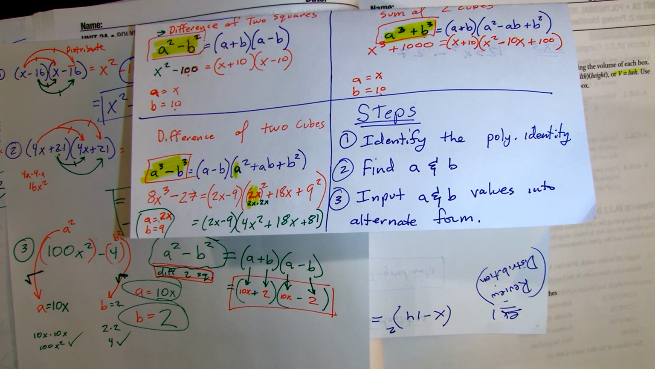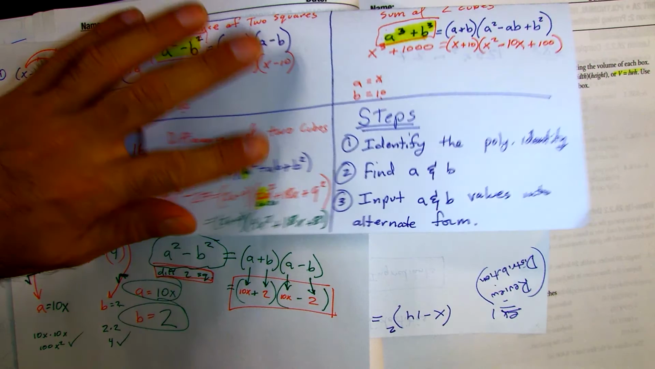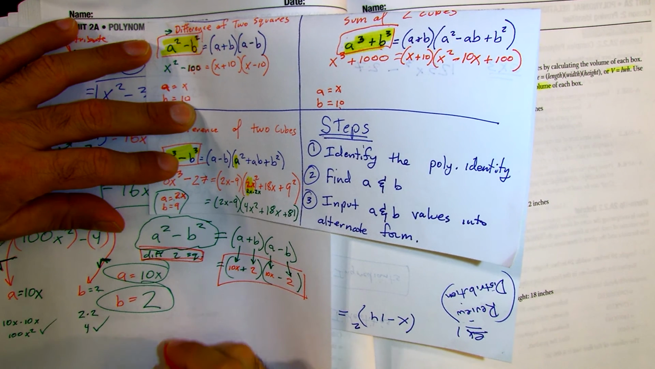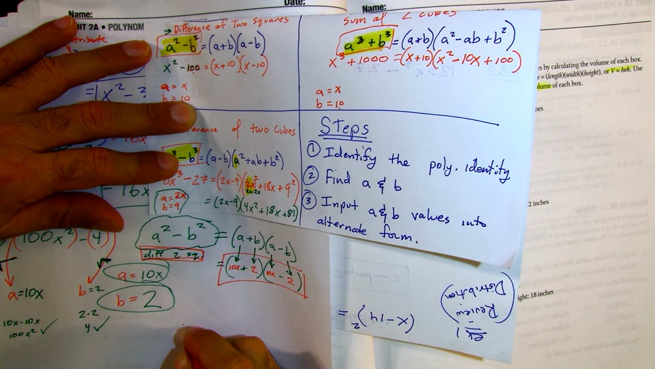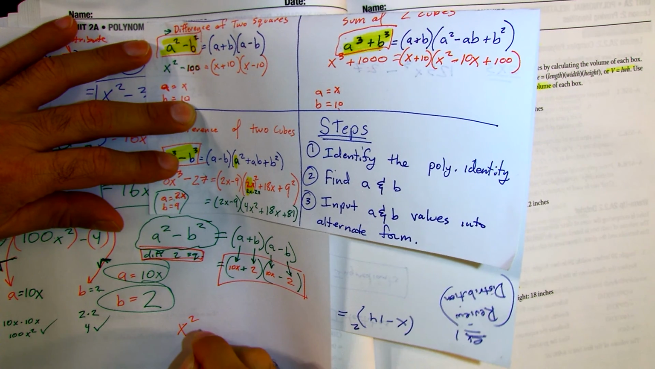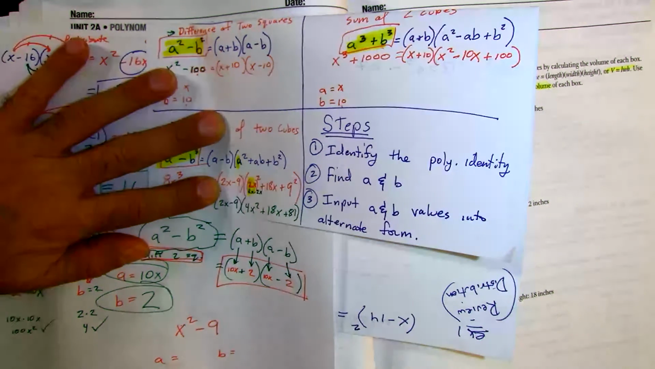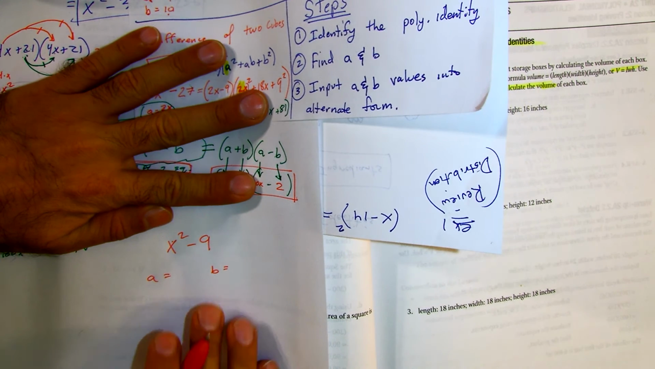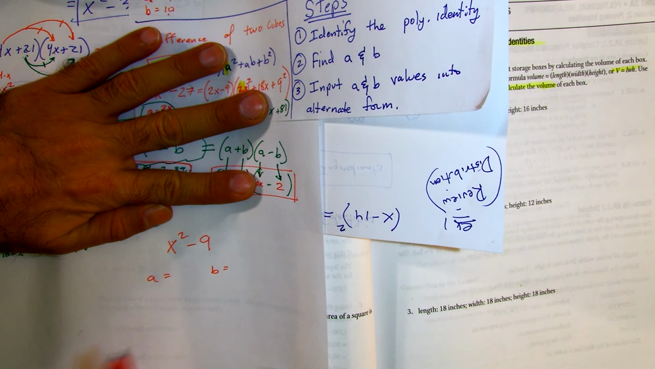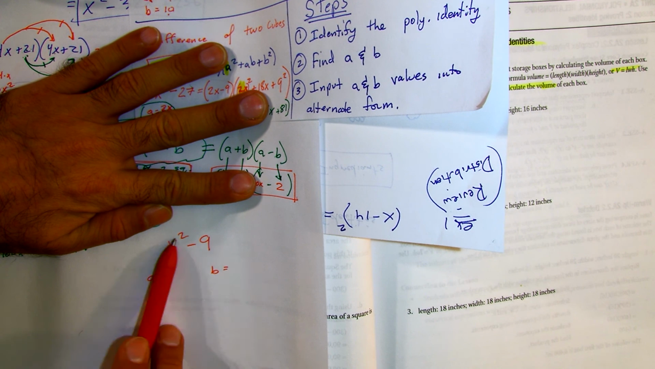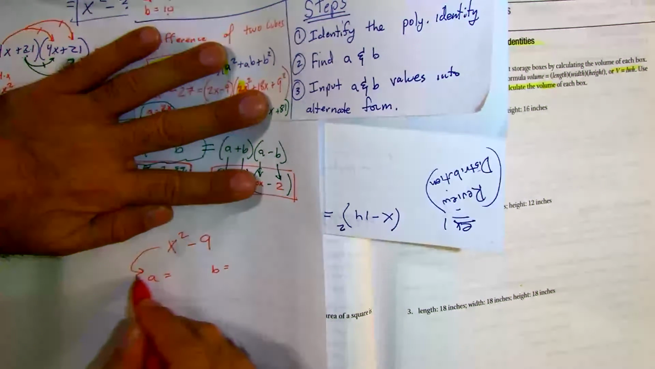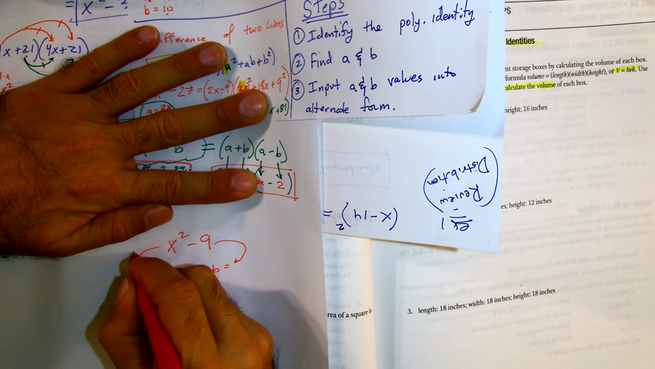I'm going to give you one other. What if you end up with this? I just want you to find A and B. If it was x squared minus 9, what's your A and your B value going to be for this? We know it's a difference of two squares. So all we have to do is square root them.